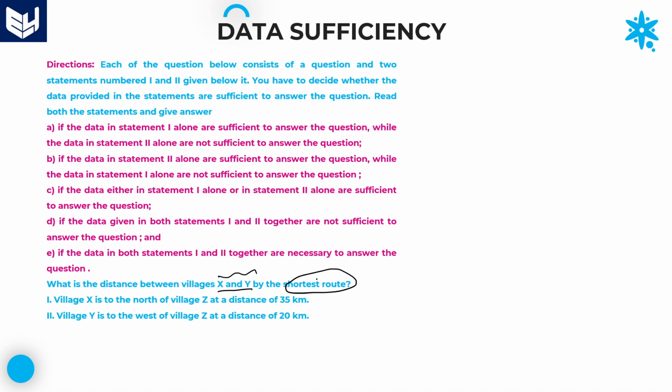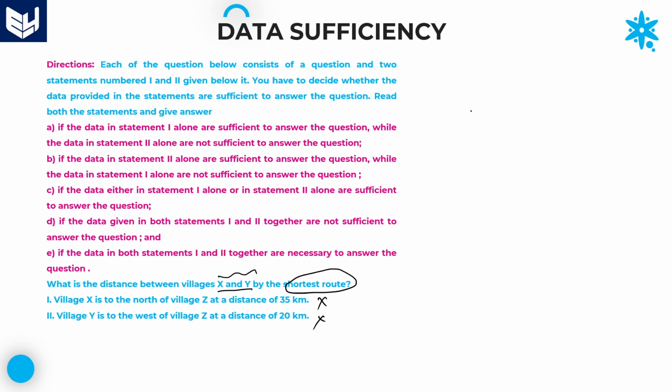In some cases, he will ask about total distance, but here he is asking about the shortest distance between X and Y. Here, in the first statement, if you want X and Y, definitely X and Y villages should be there. In the first statement, the Y village is not there. In the second one, the X village is not there. So definitely you will not get the answer by using individual statements.